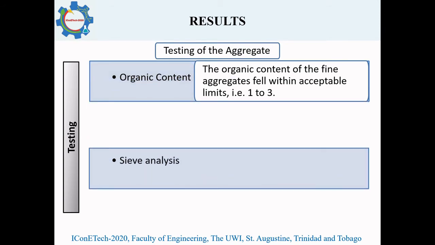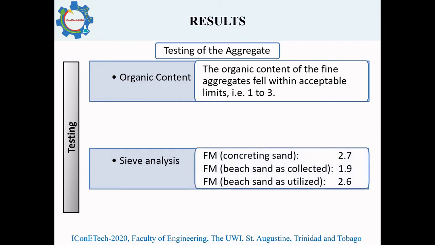In the sieve analysis test, the fineness modulus of the concreting sand was 2.7, whilst the natural fineness modulus of the beach sand was 1.9. This value was too low for use with the ACI 211.1 standard. Thus, it was separated and reconstituted to a fineness modulus of 2.6.